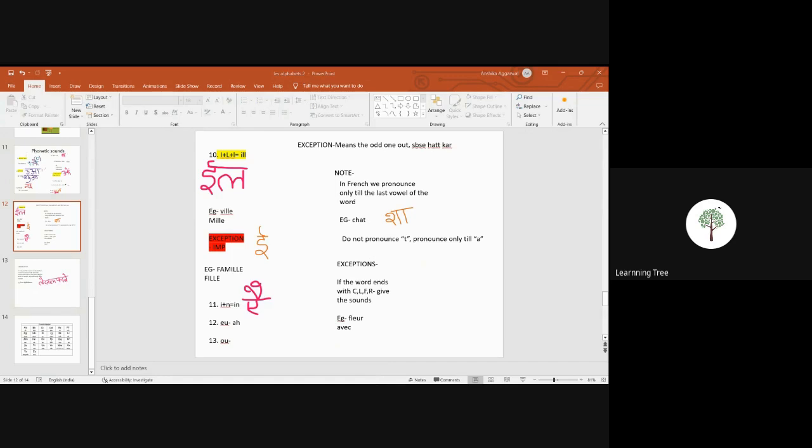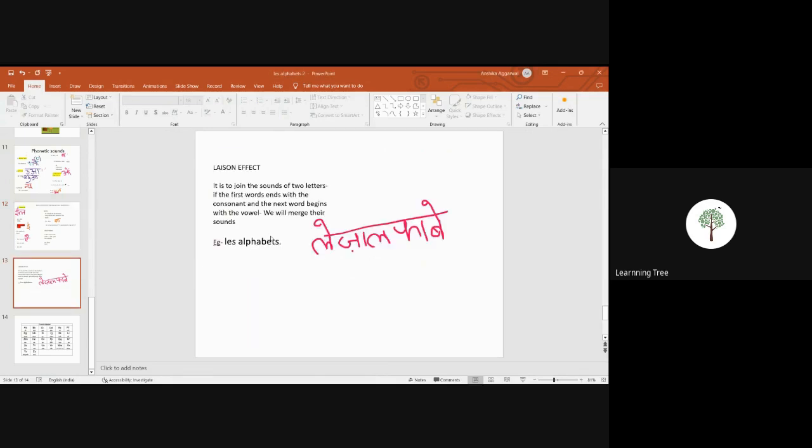In French, I usually do not pronounce the last alphabet. I will stop at the last vowel of the word. However, if the word has CLFR at the end, I will pronounce that. Okay. Is this clear? Is there any doubt? Are you sure? Understood? And there is one more note that I would like to tell you, which is a Liaison effect.